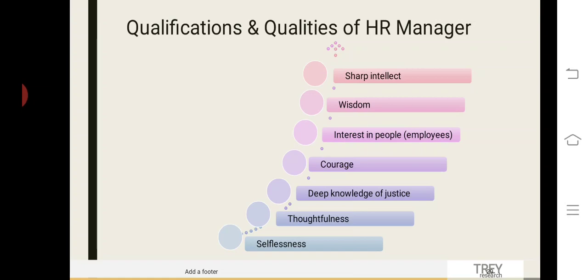Moving ahead to interest in people, or interest in employees, he must be a person who has very good interactive skills and interpersonal skills. Then and only then can he be a good manager, a good HR manager, isn't it?